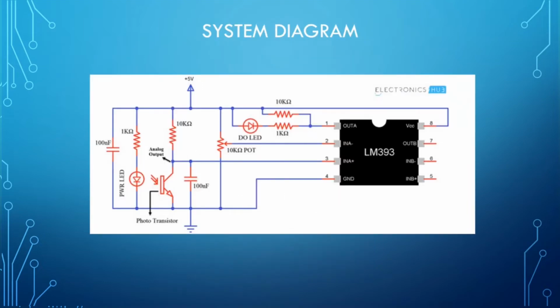This is a system diagram for our final project. We use a flame sensor. In this flame sensor, we use two outputs, which are analog output and digital output. And then we will detect the phototransistor. In this system diagram, we have an output that is DO LED. That is the digital output for the system diagram, and the analog output is beside the phototransistor.